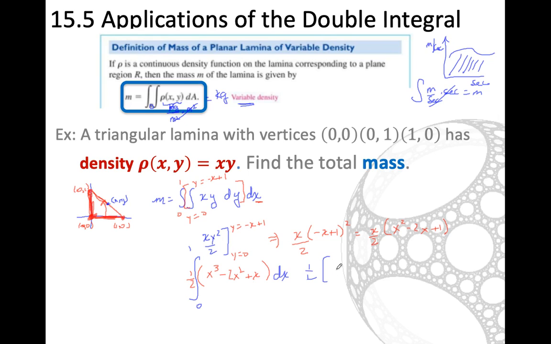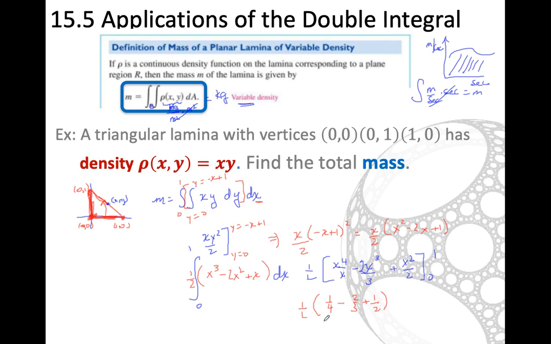So I get 1/2 times x to the 4th over 4 minus x cubed over 3. Don't forget your coefficient of 2, plus x squared over 2, at 0 and 1. So of course I'm going to be able to plug in 0 and everything's going to go away. For the second part, I just have the first part of 1/4 minus 2/3 plus 1/2 when I plug in 1.